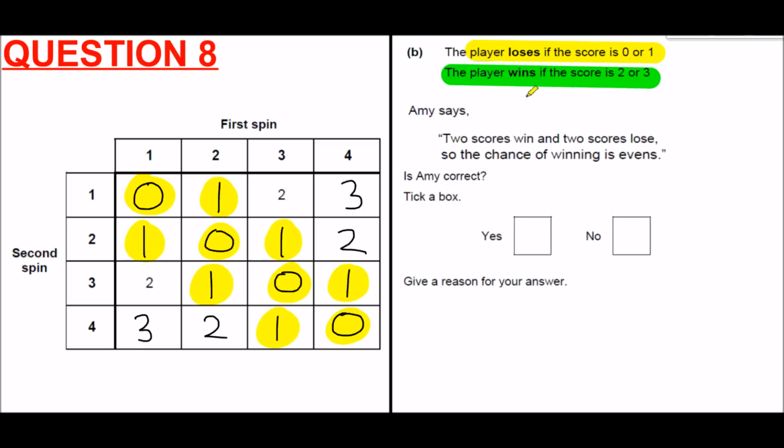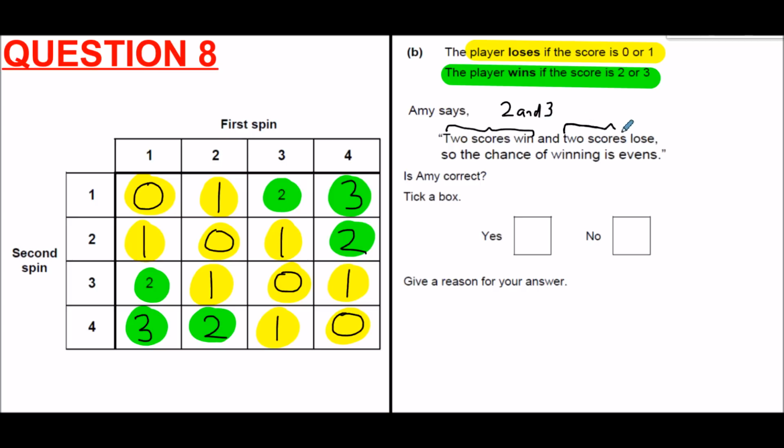The second thing is it says the player wins if the score's a 2 or a 3. So some combinations allow the player to win. Amy says 2 scores win and 2 scores lose. So what she means by that is the winning scores are 2 and 3. And the 2 losing scores are 0 or 1. And she's saying because of that the chance of winning is evens.